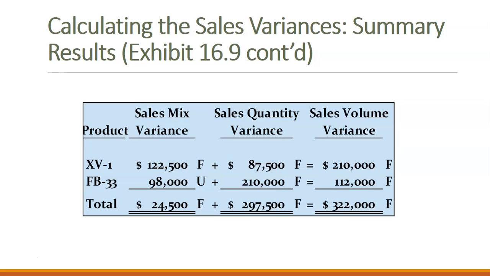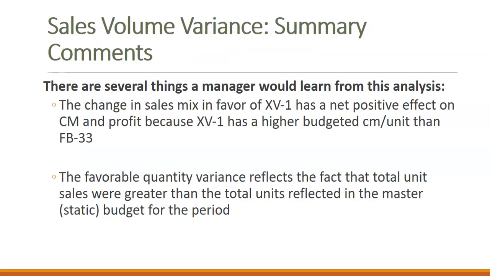So when we net out our sales mix variance and sales quantity variance for our total sales volume variance, even though we had an unfavorable sales mix variance with our product FB33, all told we had a favorable sales volume variance. So when we look at this analysis, we have different things. The change in sales mix had a positive effect, mainly because the product has a higher budgeted contribution margin per unit. So our favorable results were good for us.